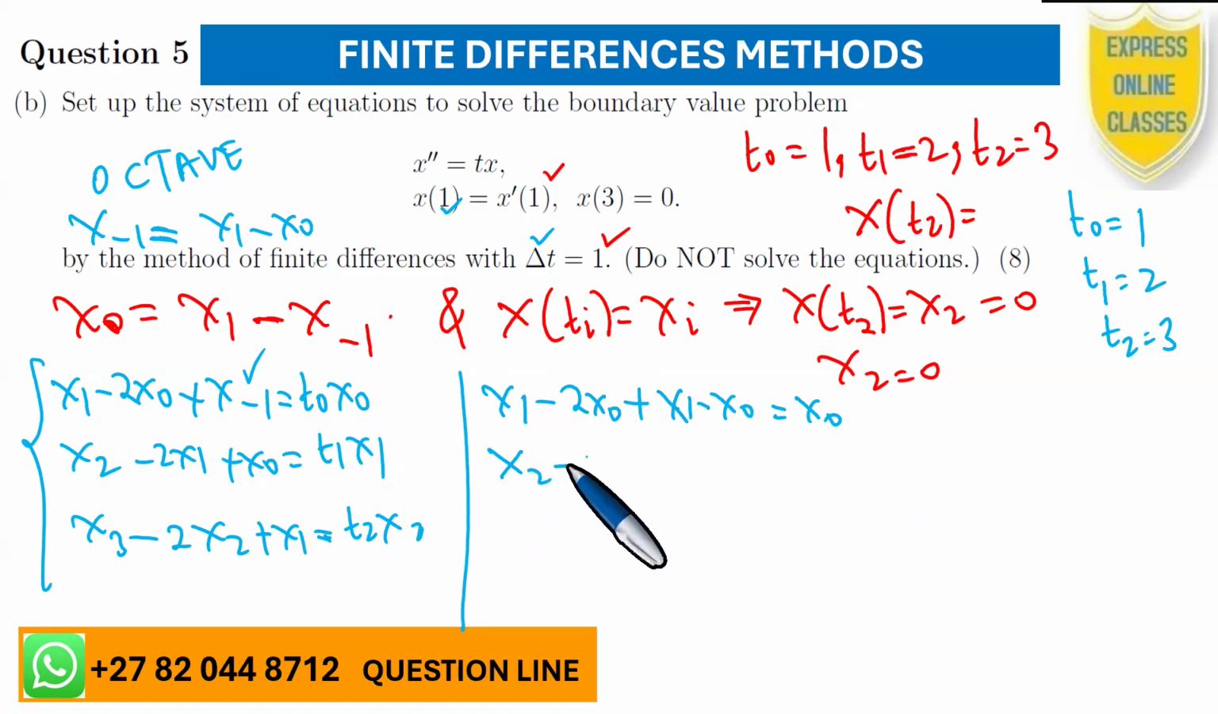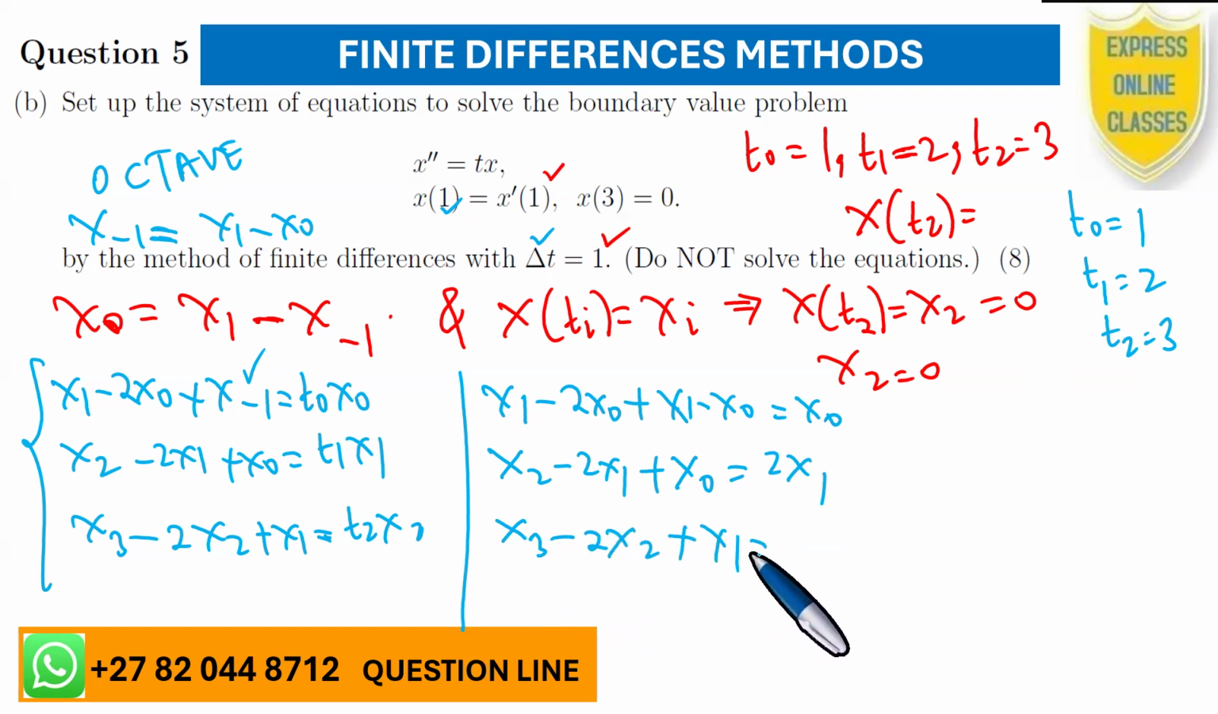x2 minus 2x1 plus x naught. What is t1? It is 2, which is 2x1. Then we have x3 minus 2x2 plus x1. What is t2? It is 3x2. This is what we have. Okay, let us perform some simplifications here.